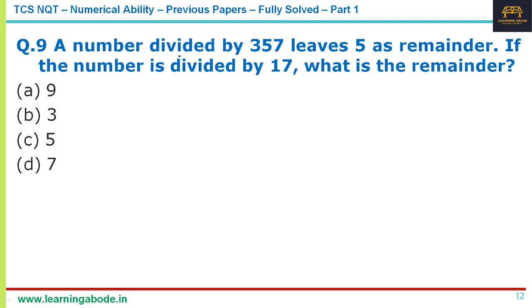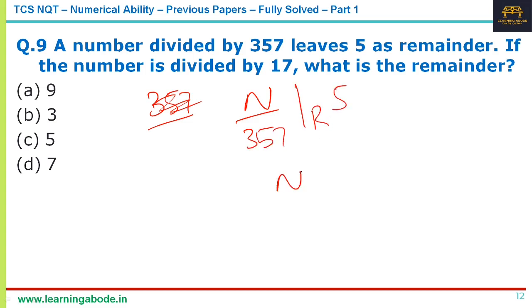Now question number 9, this is again a very popular and repeated question. You have a number, you are dividing by 357 and the remainder is 5. Now the same number you are dividing by 17, what will be the remainder is the question. Usually this question is asked in a slightly modified way, but this is even easier.